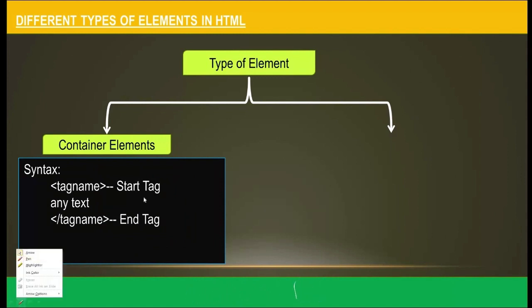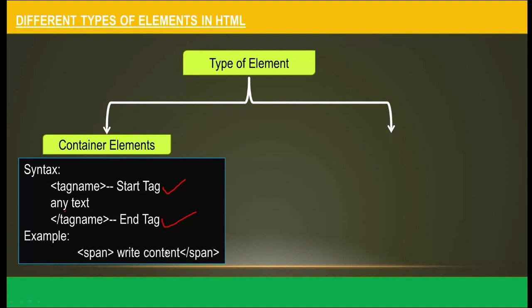Let me give you some examples. This is the start tag and this is the end tag. In between these two tags we have to enter whatever data we want. Let us see an example of these container elements. Span is a container element. In between the span tags we write whatever content we want.